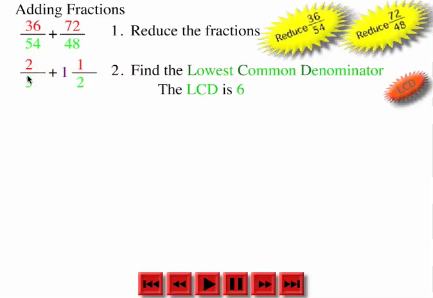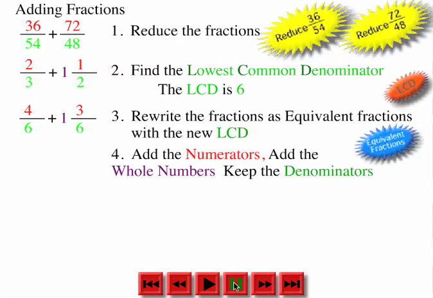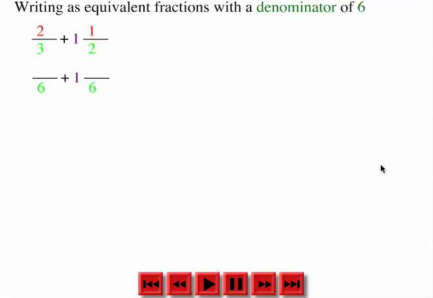So when that happens, you can just multiply. 3 times 2 is 6. So we rewrite each fraction with the lowest common denominator. We write the 2/3 as something over 6, and 3 times 2 is 6. Let's go to the equivalent fractions and have a look.